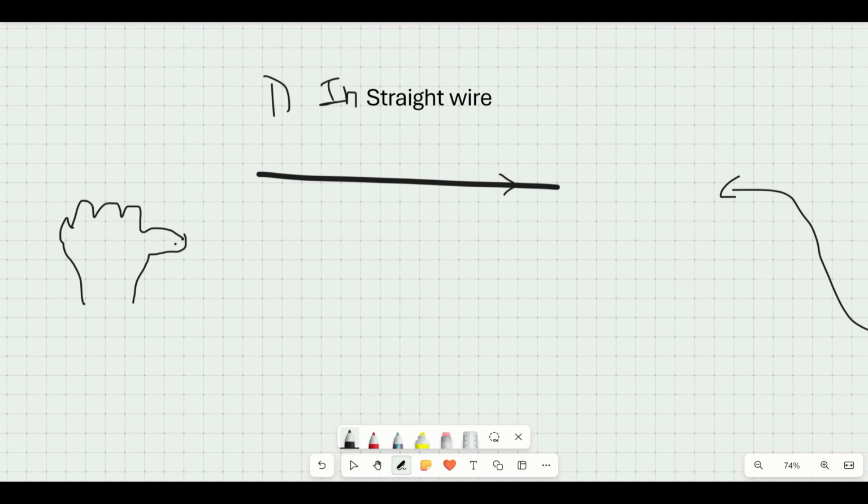We will take our right hand thumb and place it in the direction of current. So here we will see that the tips of the fingers are going this way. The curve that our fingers make is the curve which tells the magnetic field around it. So in this case the magnetic field will go like this, in a circular way.